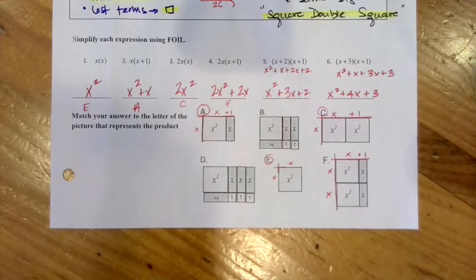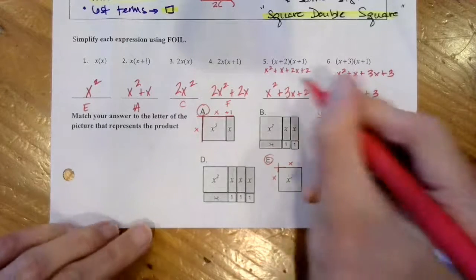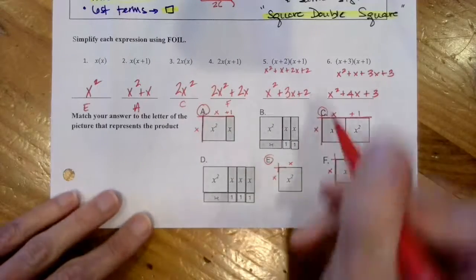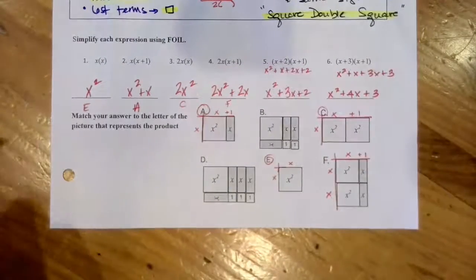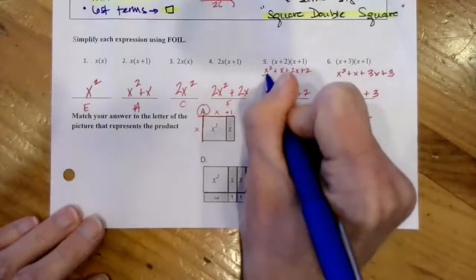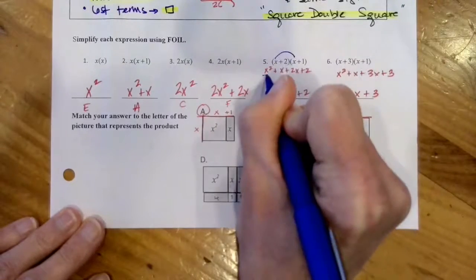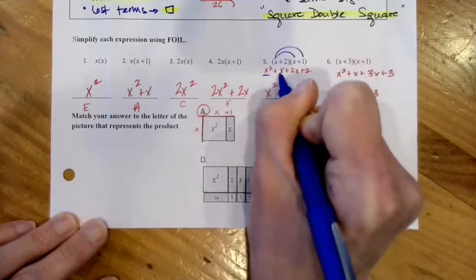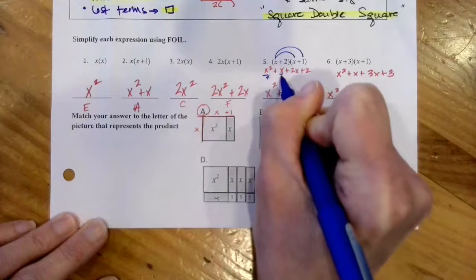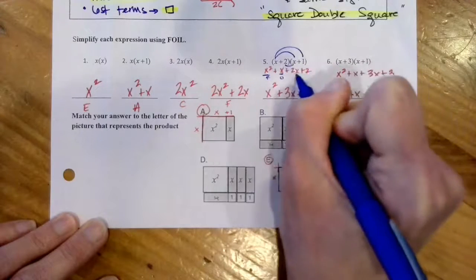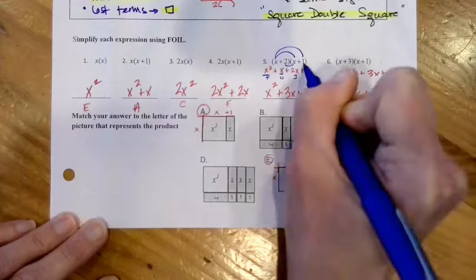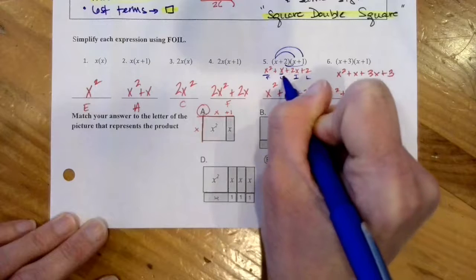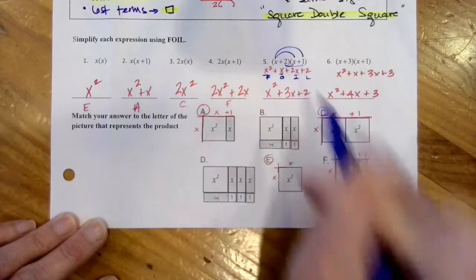2 x's. Okay. Number 5 is where we first get into our first instances of FOIL. And you can see when I did this one, I had my first terms product was x squared. My outside terms was my x. My inside terms was my 2 times x. And my last term was 2 times 1. So my FOIL helps me do that.